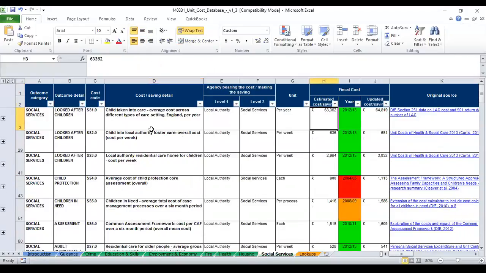And then you've got your social services. If a child is taken into care, this is now updated. The cost is £64,819. So imagine the enormous impact an organisation could have if they stop just one child going into care. And most organisations, if they're doing this kind of work, they're perhaps stopping several hundred children going into care.